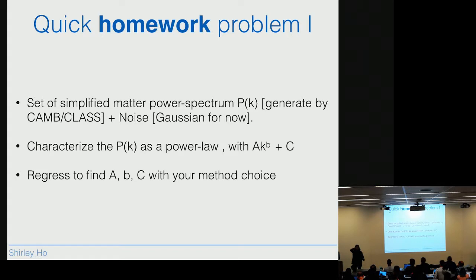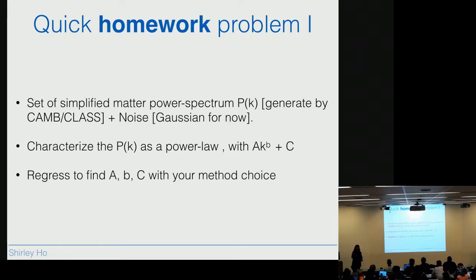Do linear regression or a ConvNet, just to practice. It should only take like 6 lines. I think it takes 1 line to generate the power spectrum. If you don't know how to run CAMB or CLASS, it's downloadable. It takes about 2 minutes to install. I know CAMB is actually very easy. I've not used CLASS myself.